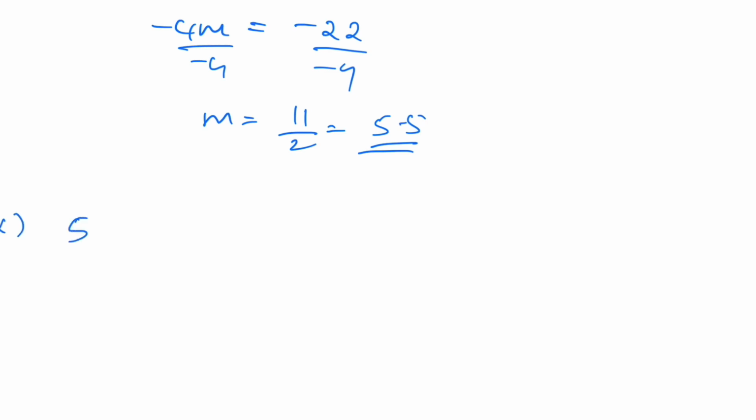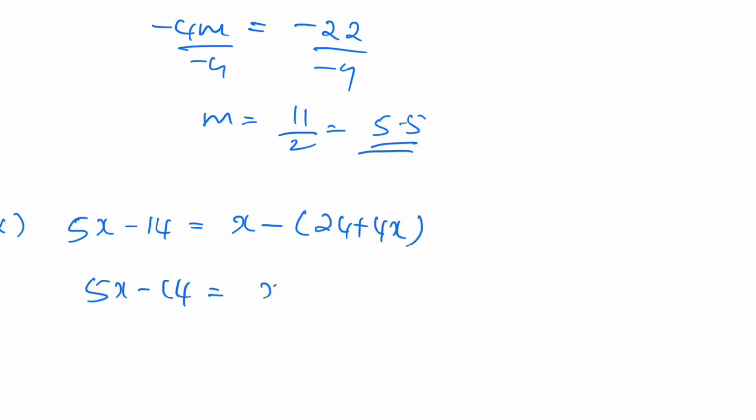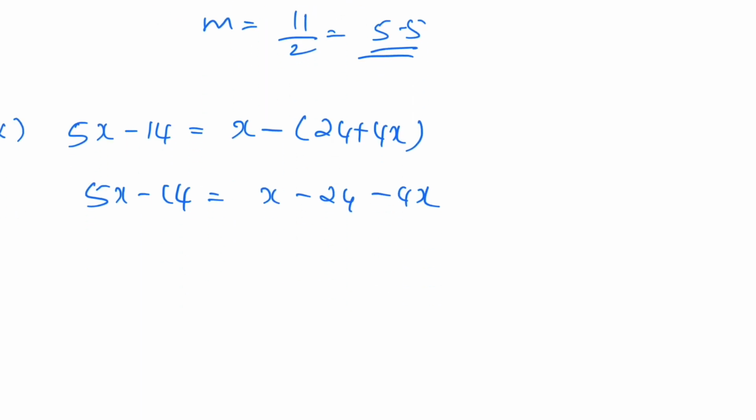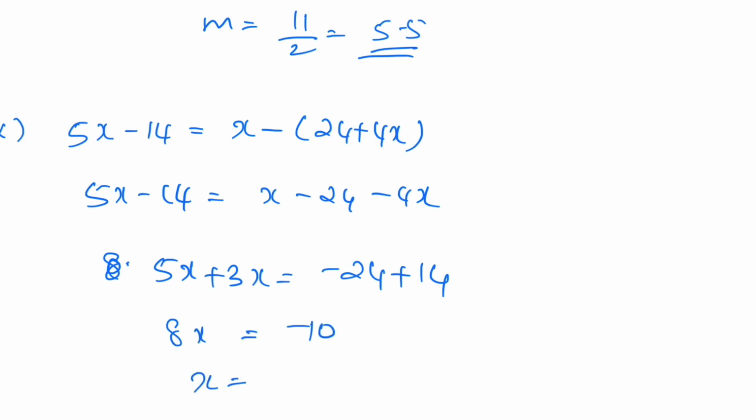10th one we have 5x minus 14 equal to x minus 24 plus 4x. 5x minus 14 equal to 5x minus 24, so minus 3x you have. 5x minus 3x will become 3x equal to minus 24 plus 14. 8x is equal to minus 10, x is equal to minus 10 by 8, that is equal to minus 5 by 4.